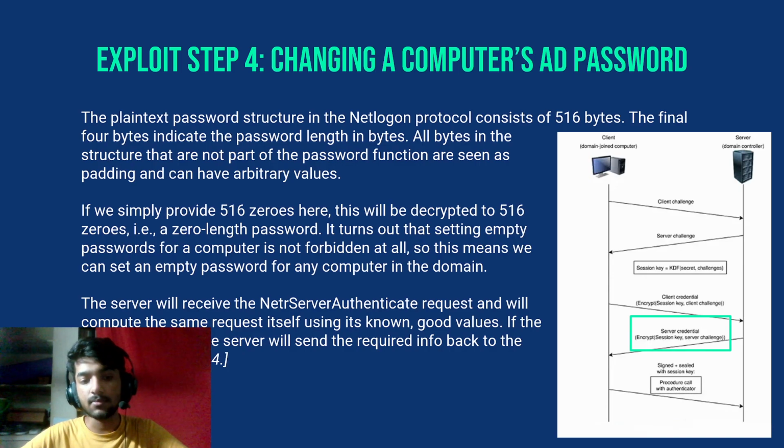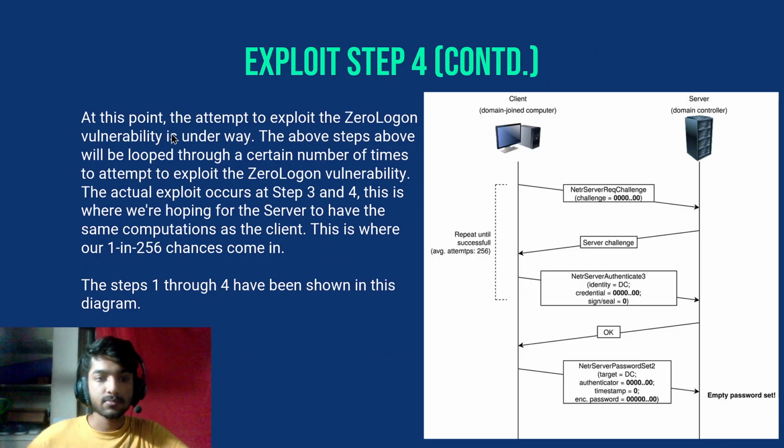The server will receive the NetrServerAuthenticate request and will compute the same request itself, using its known good values. If the results are good, the server will send the required info back to the client, which is what we see in step 4. At this point, the attempt to exploit the ZeroLogon vulnerability is underway. The above steps will be looped through a certain number of times to attempt to exploit the ZeroLogon vulnerability. The actual exploit occurs at steps 3 and 4. This is where we're hoping for the server to have the same computations as the client. This is where our 1 in 256 chances come in.